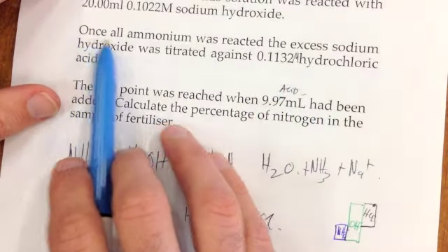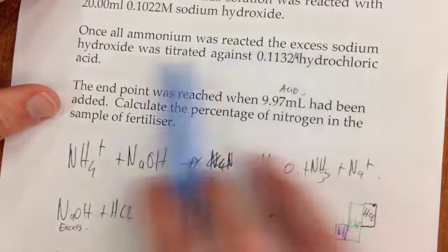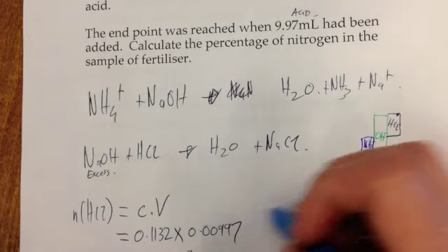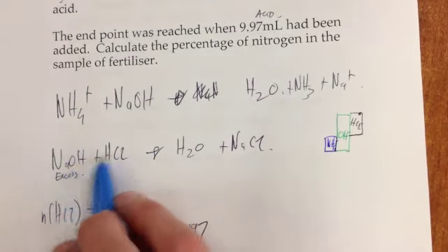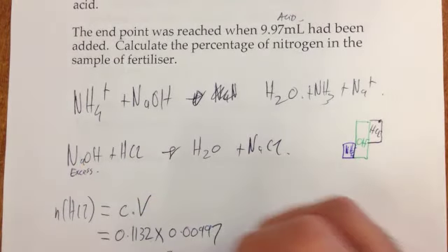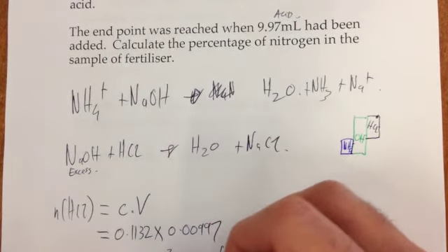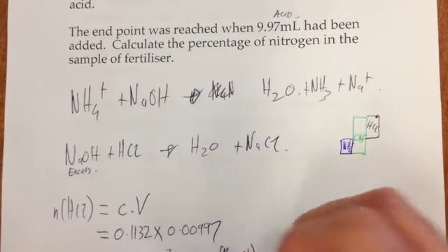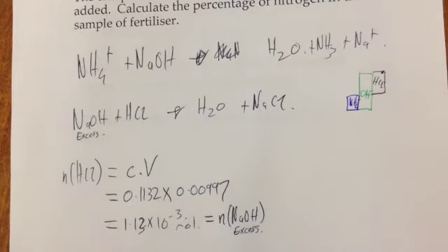Okay, remember, once all the ammonium reacted, the excess sodium hydroxide was titrated against hydrochloric acid. So this is sodium hydroxide in excess. What we can do is a 1-to-1 ratio of hydrochloric acid to sodium hydroxide. That means that is equal to the number of moles of NaOH excess. All right, write it down like that.